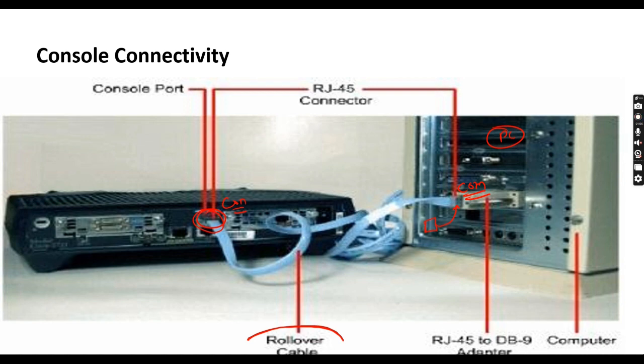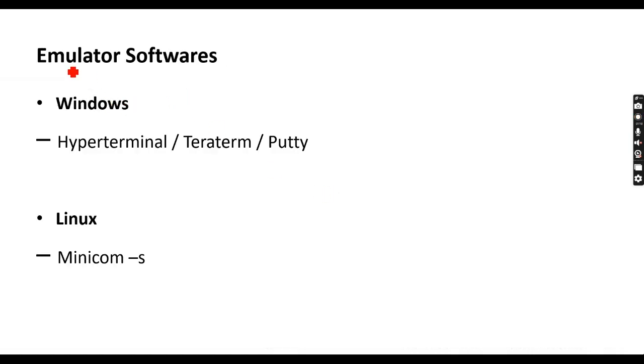So make sure physically, by using your rollover cable, you connect to your systems. Once you are connected, you will have to use some kind of tool to access your physical routers. If you are operating with the Windows operating system, then use HyperTerminal, Tera Term, or maybe PuTTY itself to access your machines. If you are working with a Linux operating system, then you will be using the minicom -s command.